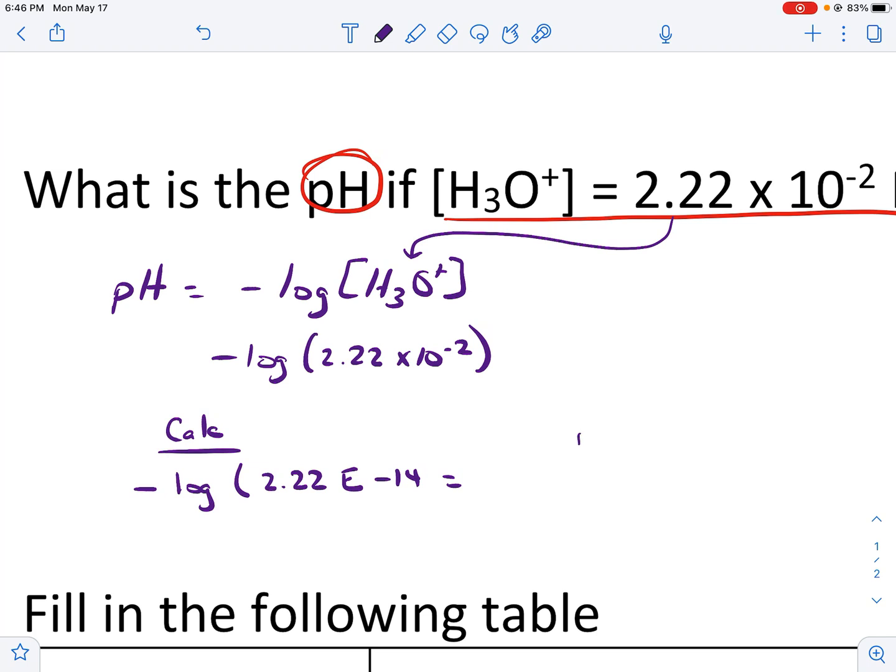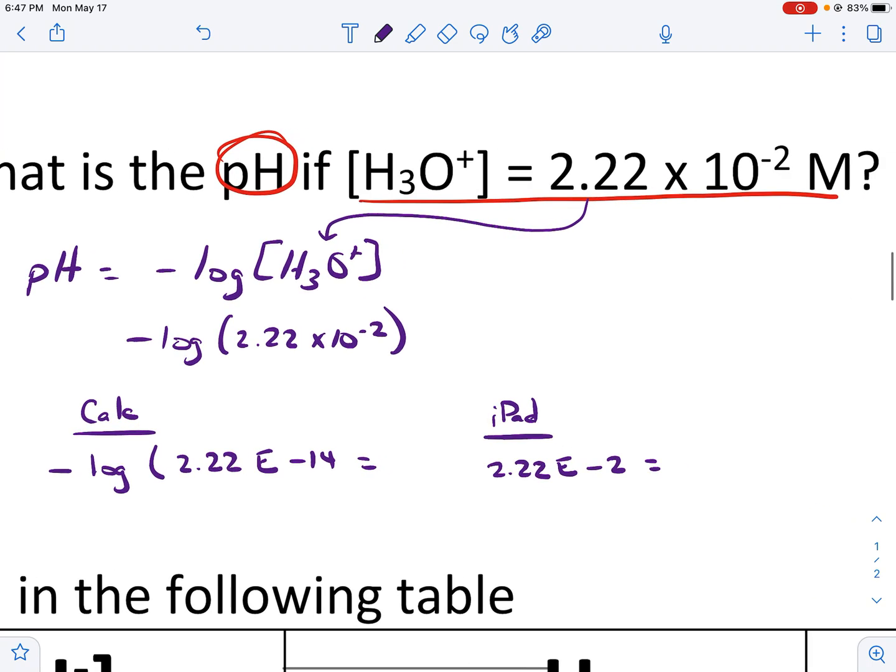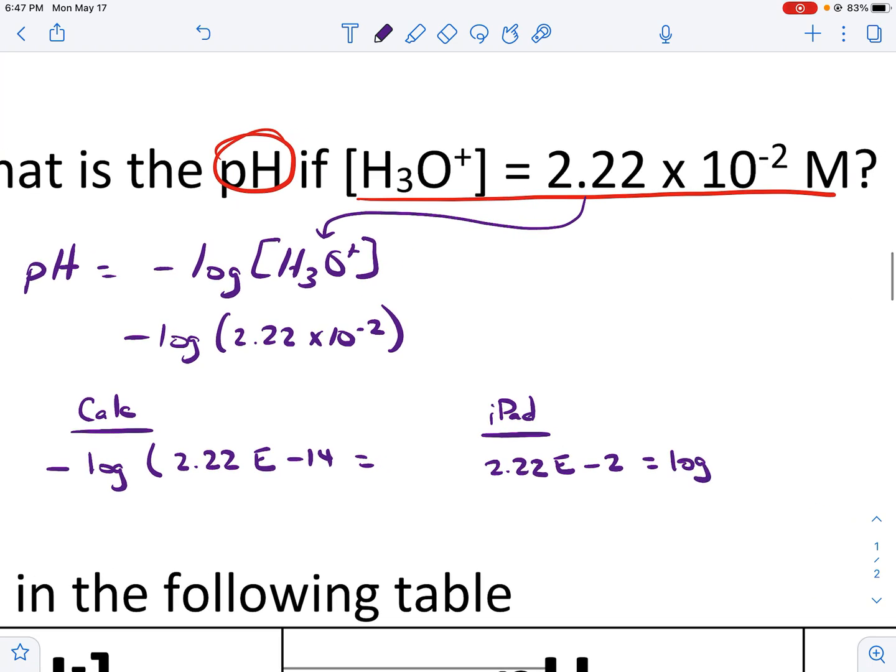If you're going to use an iPad, iPhone, whatever, this one you have to do in reverse. So you're going to hit 2.22, then your EE button. Remember, that's capital EE, right? And then negative 2. And for some reason, it wants you to hit the equal sign. All right. And then you're going to hit the log button.